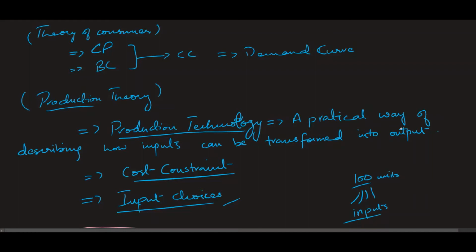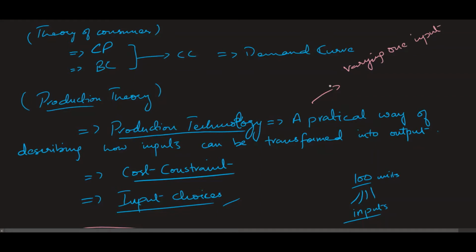In production theory, first we have to discuss production technology, which is a practical way of describing how inputs can be transformed into output. So first of all, we are going to see that if one type of input, which is labor in our case, is varied, if we are considering only one input, we are varying one input.